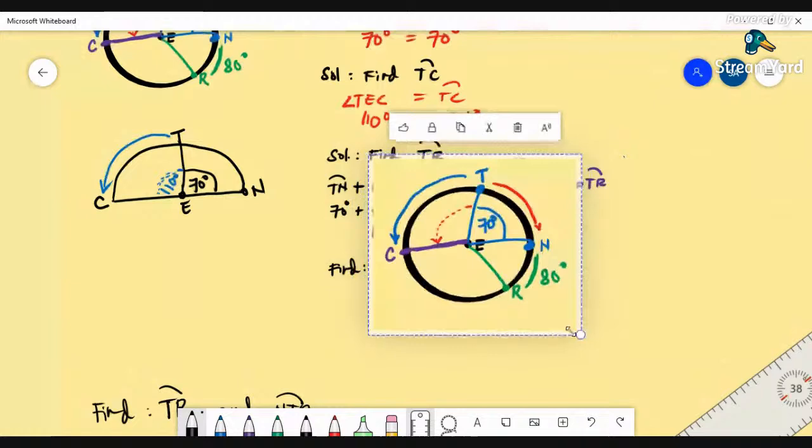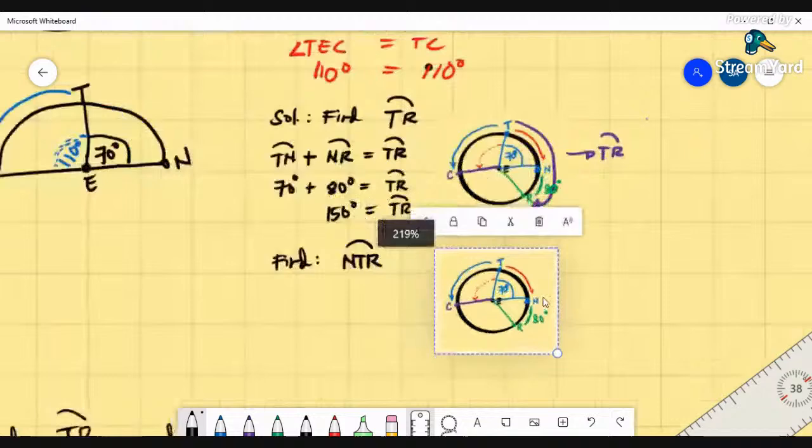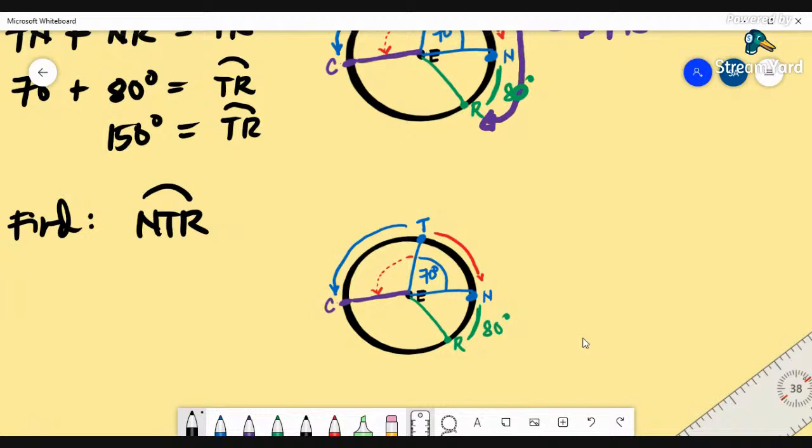Lagi na hang yung aking computer. Okay. Hanapin natin yung arc NTR. So, i-visualize muna natin yung ating arc NTR. Si NTR is from this one. Let's color that purple. From this point N to this point R. Di ba? Full circle na siya. Yan. This is arc NTR. Yan na yung arc NTR natin. So, paano natin siya isosolve?